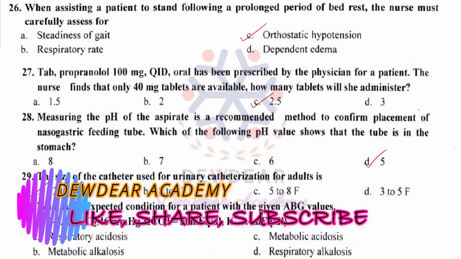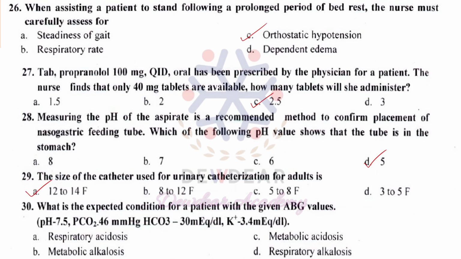Then question number 30. What is the expected condition for a patient with the given ABG values? pH 7.5, PCO2 46 millimeters of mercury, bicarbonate 30 milliequivalents per deciliter, and potassium 3.4 milliequivalents per deciliter. The correct answer is metabolic alkalosis.